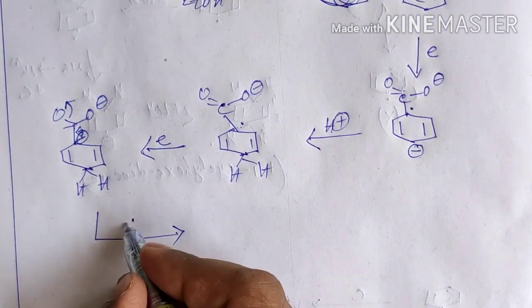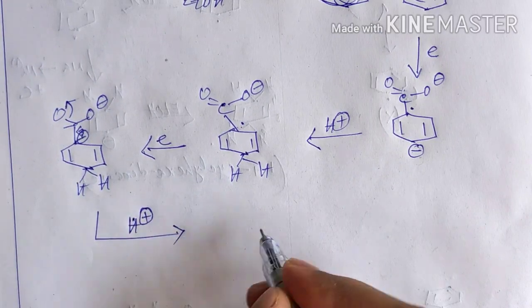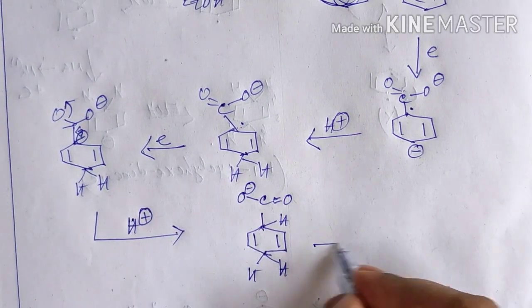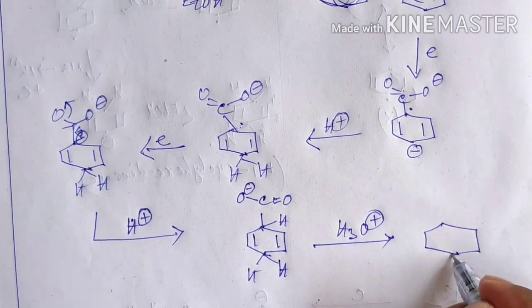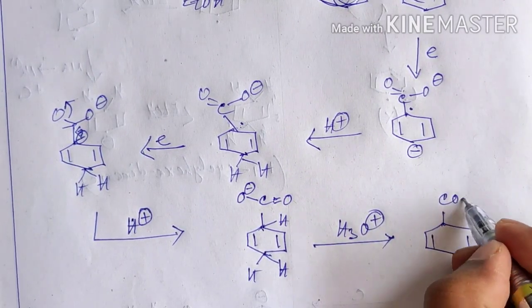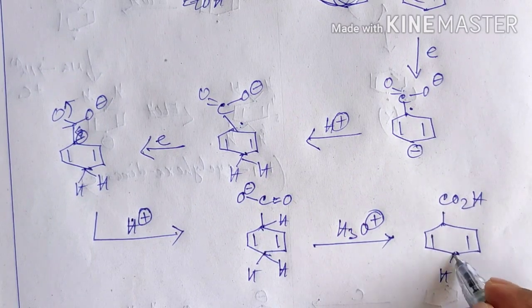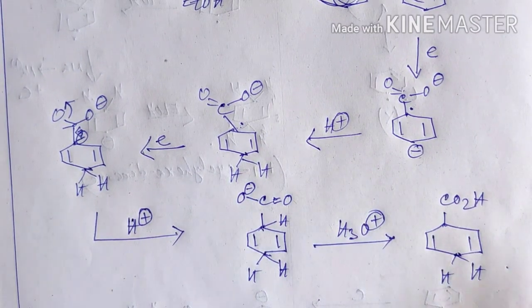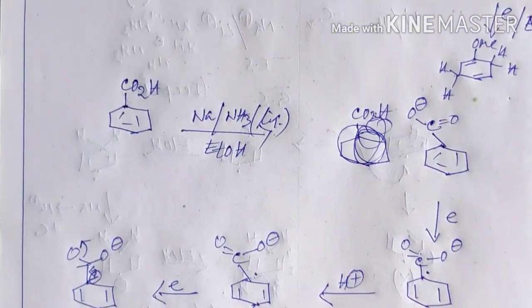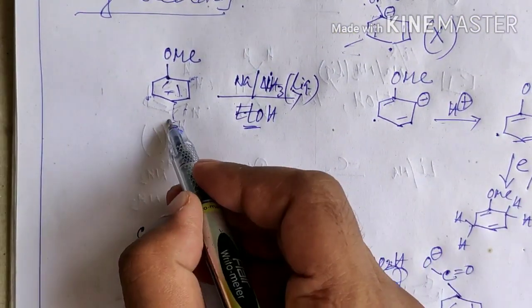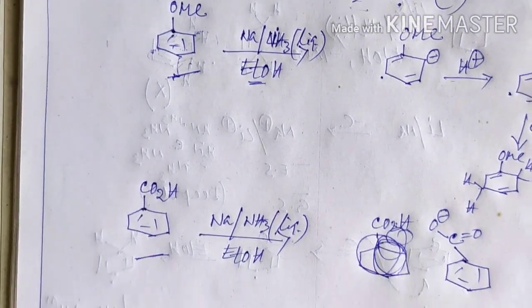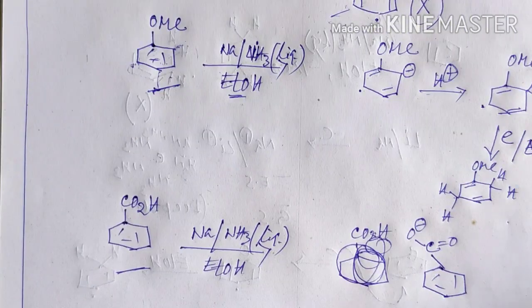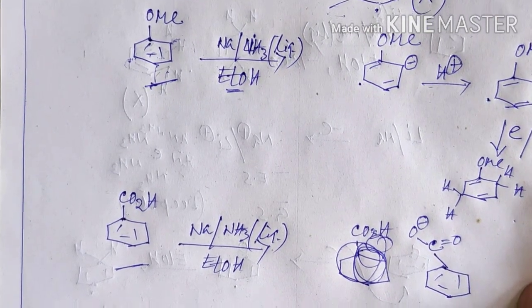In the last step, it will again abstract a proton, and it can finally be acidified to give the corresponding 1,4 oriented product. This is the regioselectivity for benzenoid systems containing an electron donating group and an electron withdrawing group. Is it okay? Now let's see some different examples and regioselectivity for those cases.